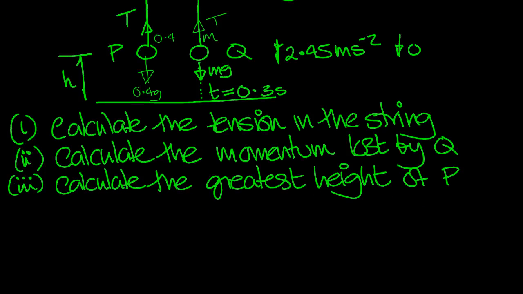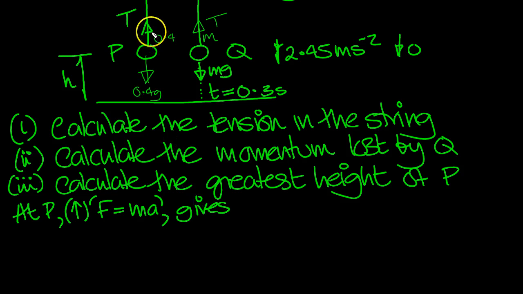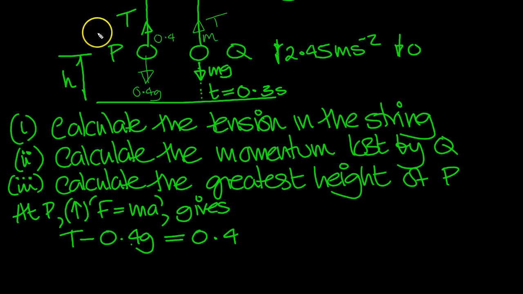Right, so let's have a look at this then. Calculate the tension in the string. So if we look at P, resolving forces upwards, applying F equals ma, gives the force upwards, tension minus 0.4 g, is equal to the mass, 0.4, times the acceleration. Well, the acceleration upwards here will be the same as the acceleration down on the other side, which is 2.45. So put that in.